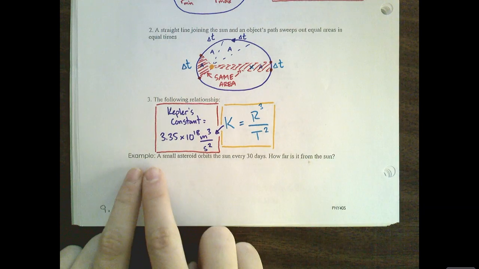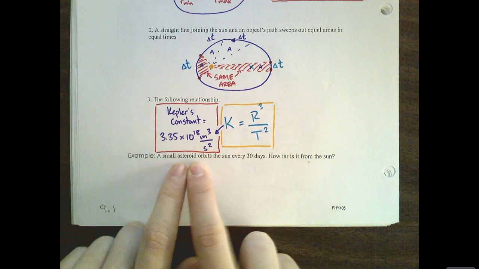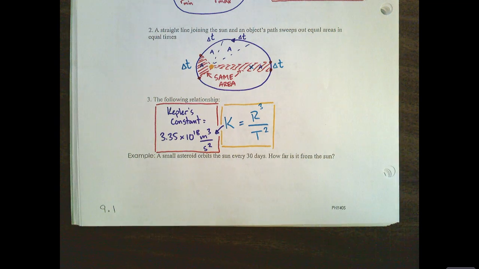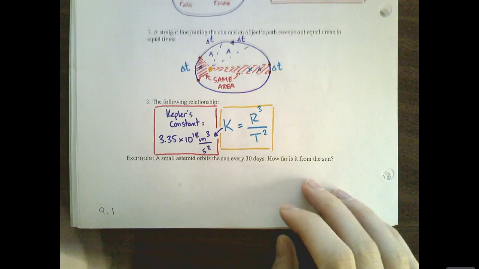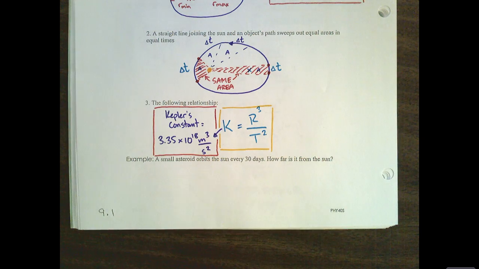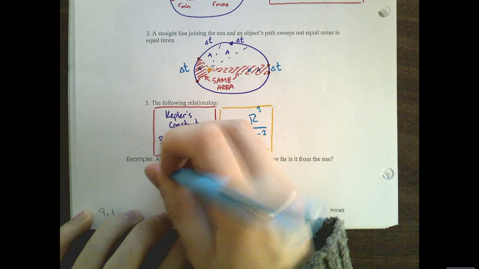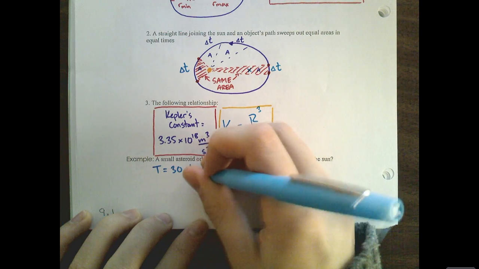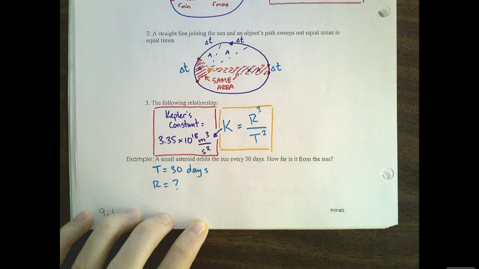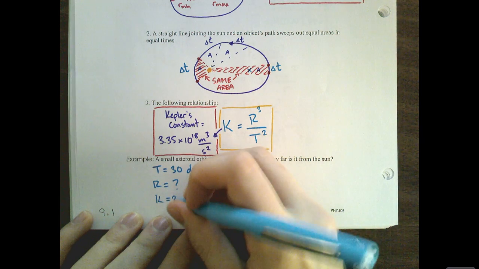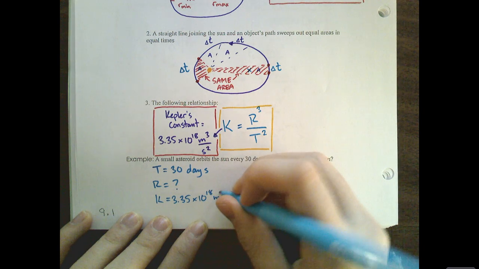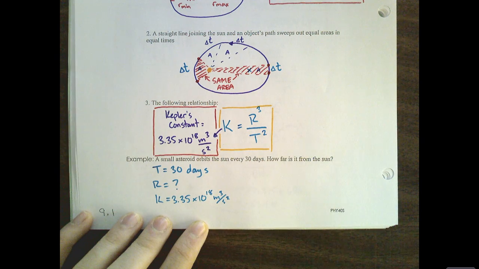So let's move on. Let's do an example. A small asteroid orbits the sun every 30 days. How far is it from the sun? So now we know how to do that, which is great because of Kepler. We take this formula here, and we know that the period is in days. So T is equal to 30 days. We're trying to find R. We know K. K is equal to 3.35 times 10 to the 18 meters cubed per second squared.